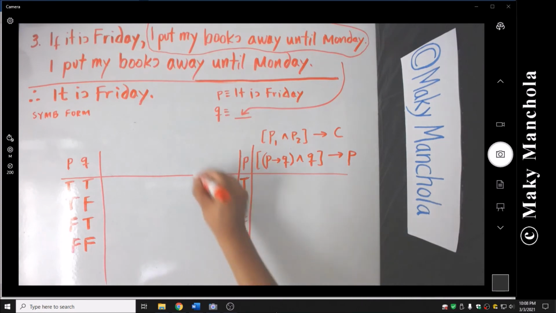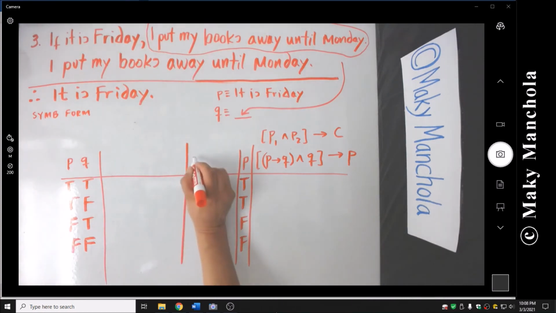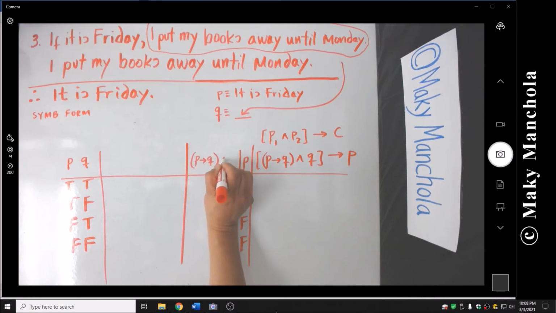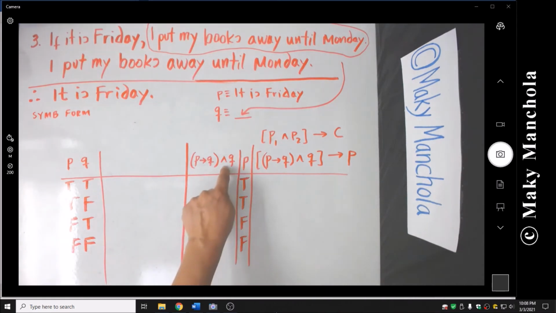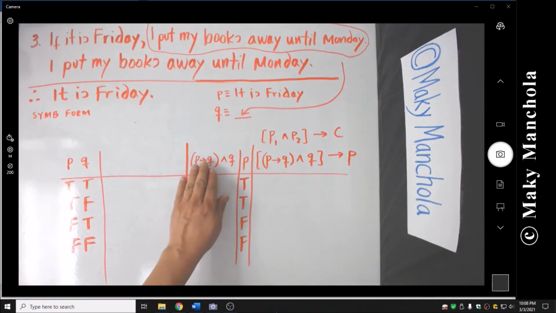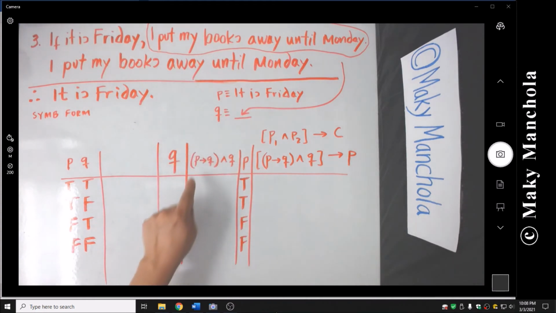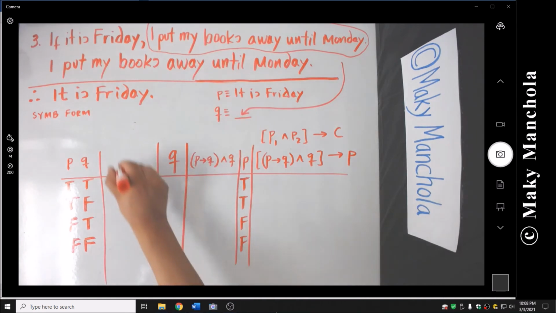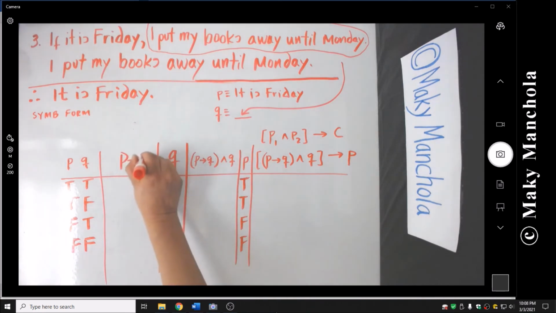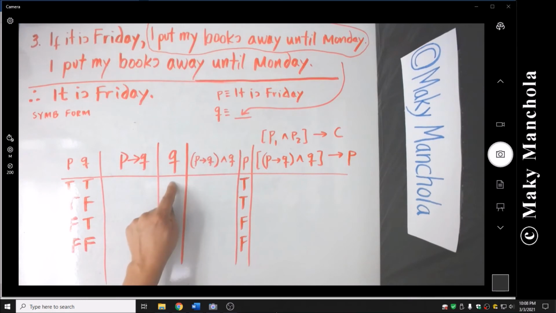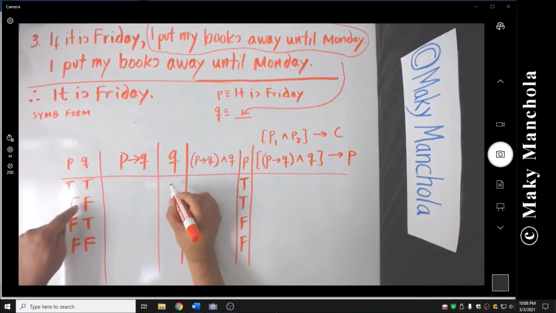The antecedent, which is P implies Q, and the Q is a conjunction. So I need each of the components of that conjunction. We need Q, and we also need P implies Q. Q, we have it. True, false, true, false.